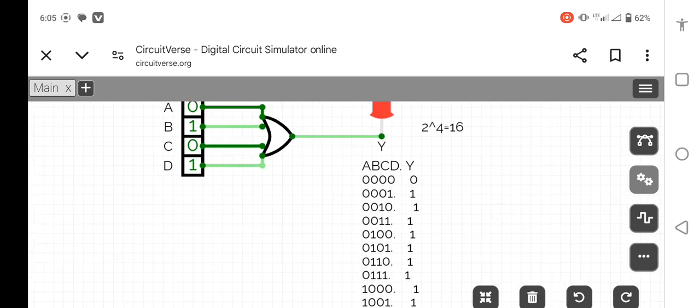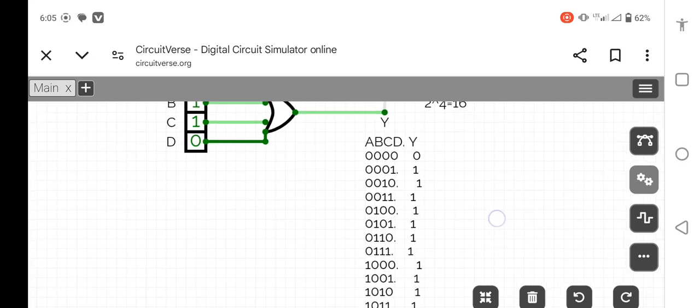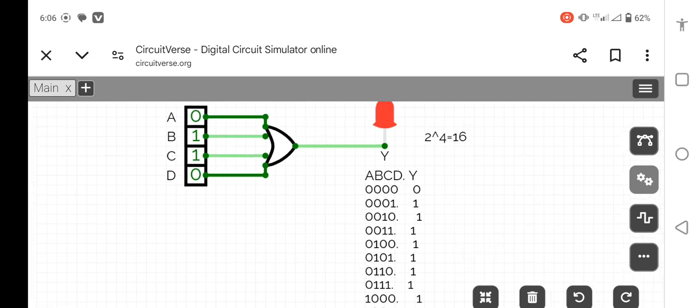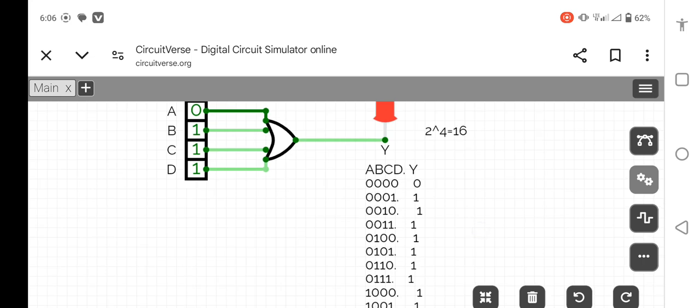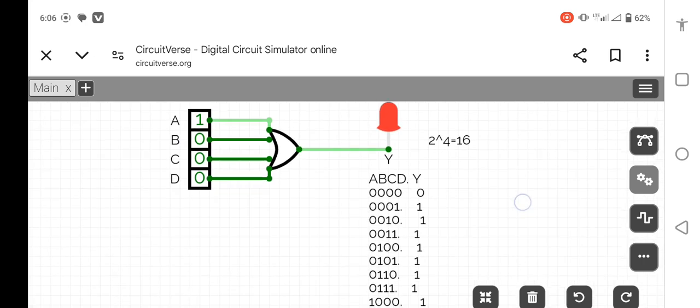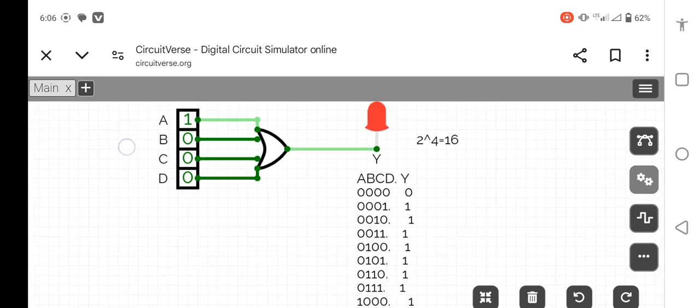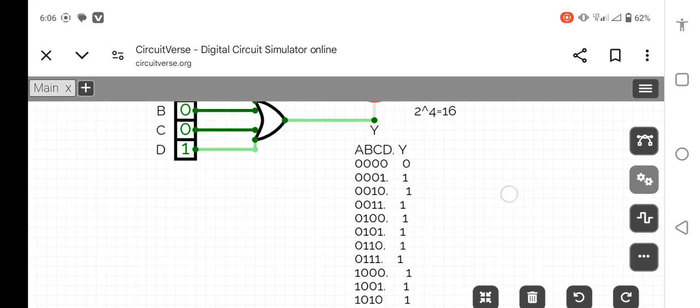So next we have 0110. So the bulb will light up. Next we have 0111. So the bulb will light. Next we have 1000. So the bulb will light. Next we have 1001.